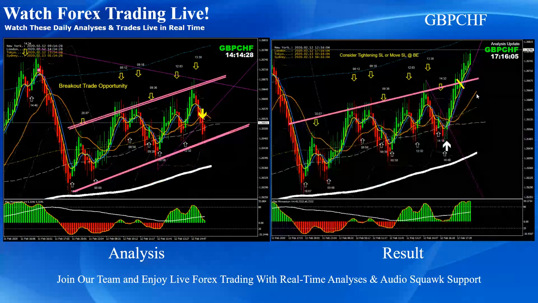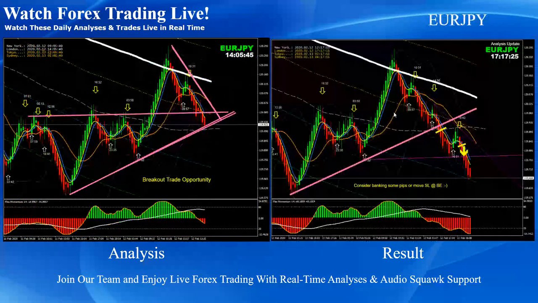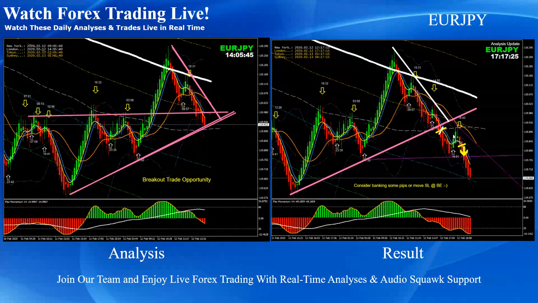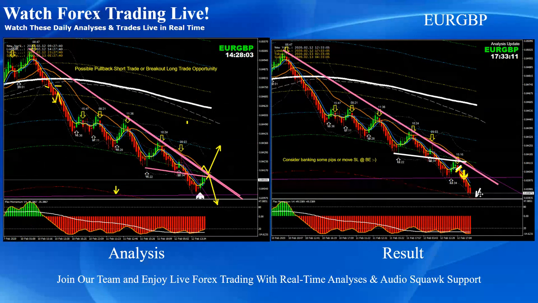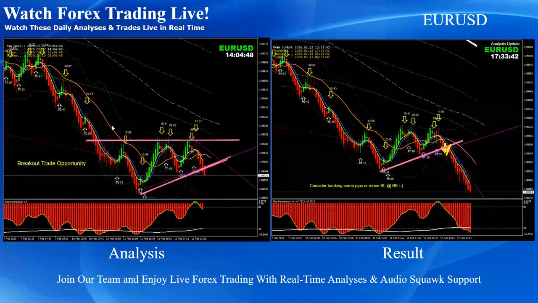Pound Swiss franc, pretty straightforward channel breakout long trade, and Euro yen as mentioned on the analysis. You can see this was a beautiful breakout. Even after the breakout, we announced another pullback short trade. Beautiful two short trades on Euro yen. Euro pound, pretty straightforward. This was the New York session analysis. As you can see, the price nicely came and developed a pullback, and price nicely hit the final profit target on Euro pound.